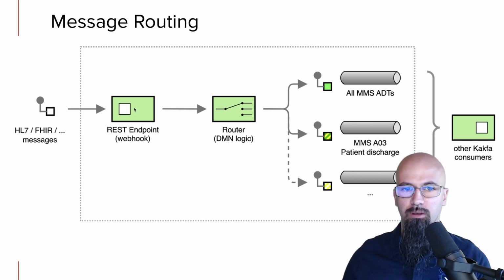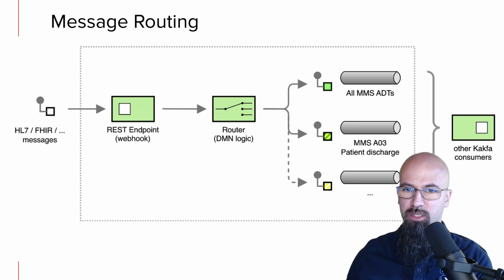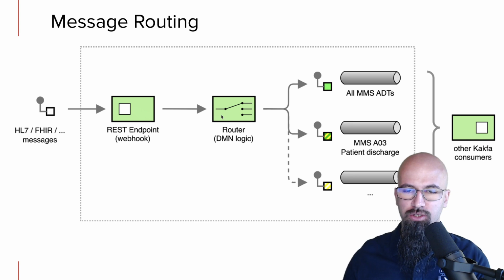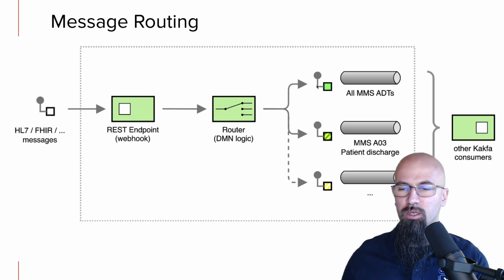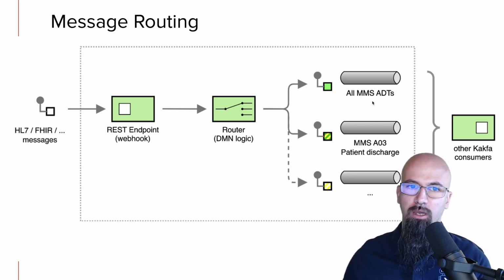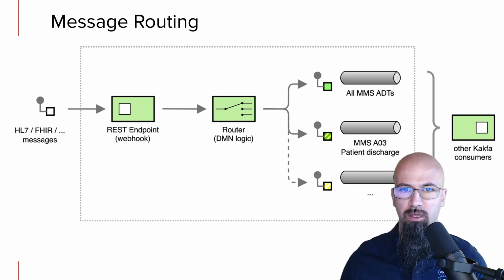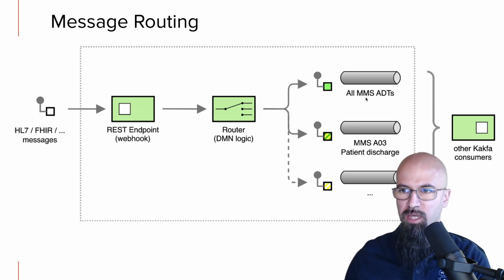The message, once it's coming to this endpoint, is then passed over to the router that is implemented with a DMN for simple decision logic definitions. And this is the part that brings intelligence to the application, because it will decide to which Kafka queues we want to route the message to. In this case, we want to capture all the admission, discharge, and transfer of patients coming from a specific application, in this case called the MMS.